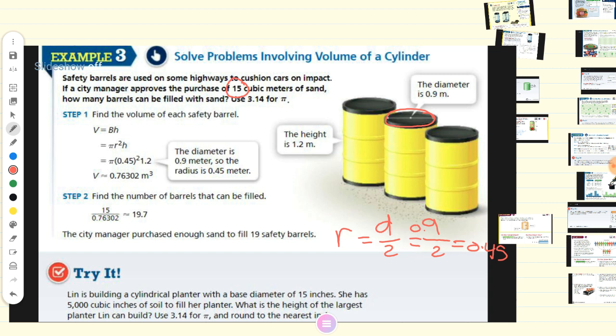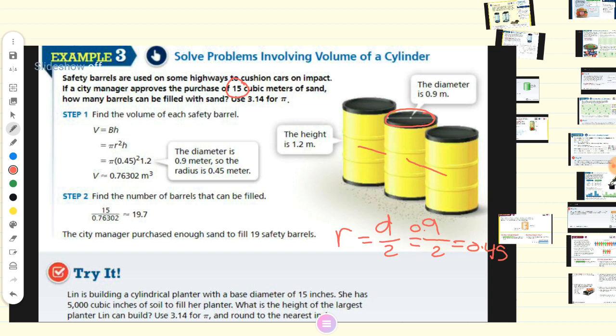Safety barrels are used on some highways to cushion cars on impact. A city manager approves the purchase of 15 cubic meters of sand. We need to purchase 15 cubic meters of sand. How many barrels can we fill with the sand?